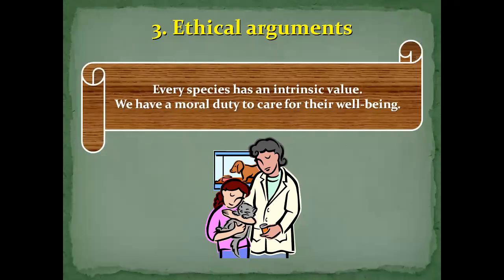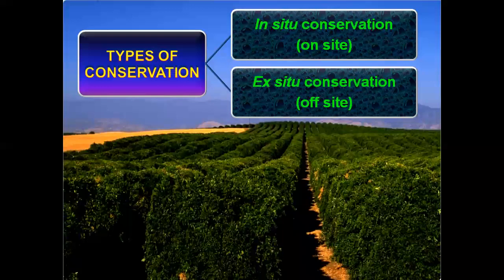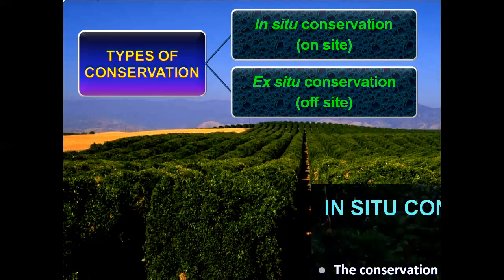Now, in the ethical argument, we are saying please have moral values. Please do consider the survival of other organisms also. Every species has an intrinsic value. We have a moral duty to care for their well-being. That is what we call the ethical argument. And the most productive area from an examination point of view is the types of conservation: in situ and ex situ. On-site conservation is in situ, off-site conservation is ex situ.